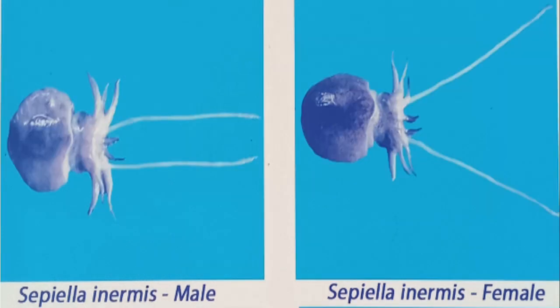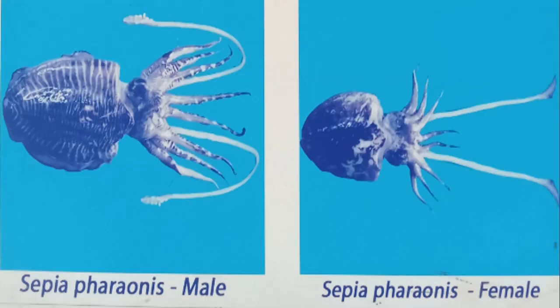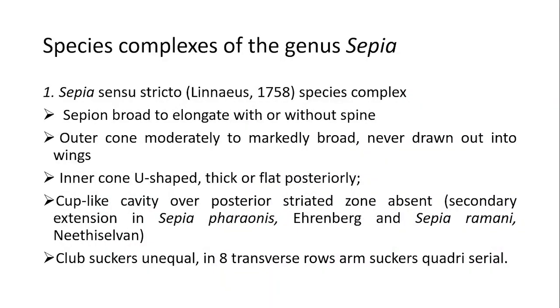These are images of Sepia prabhahari male and female. These are the Sepia paravonis images of male and female. Next, we move to the general identification of Sepia regarding cuttlefish species.